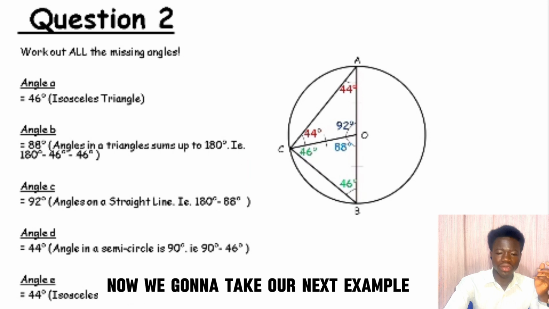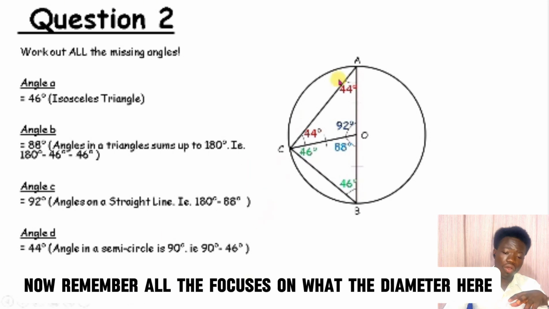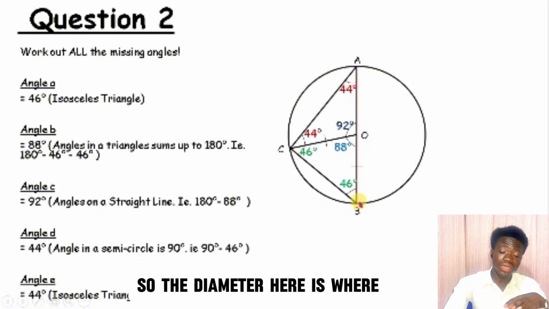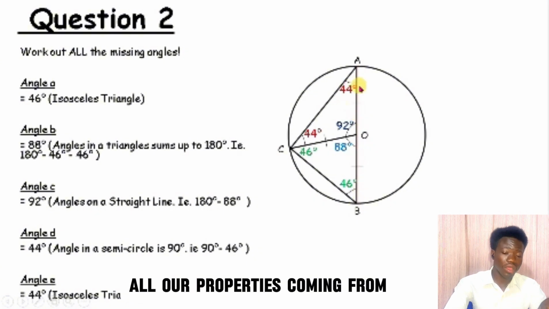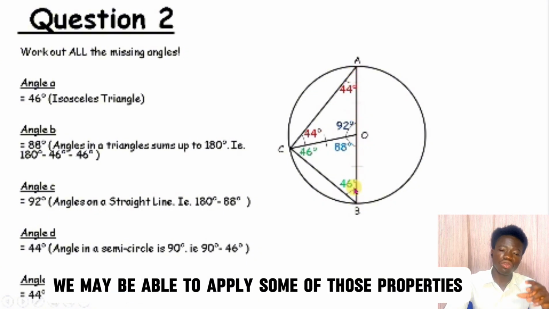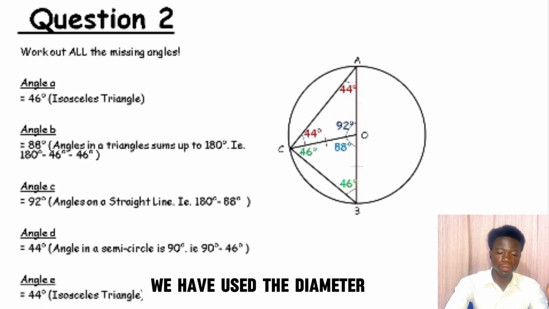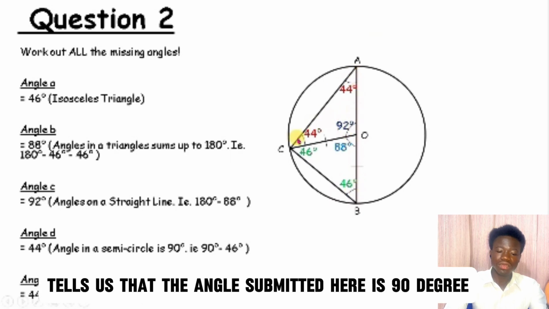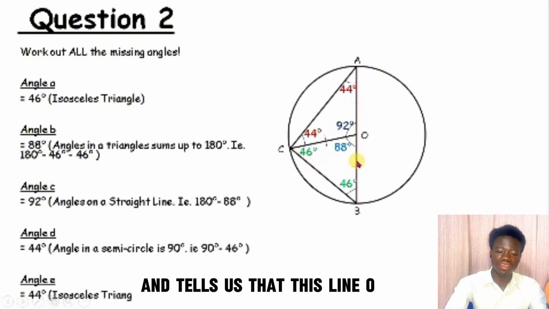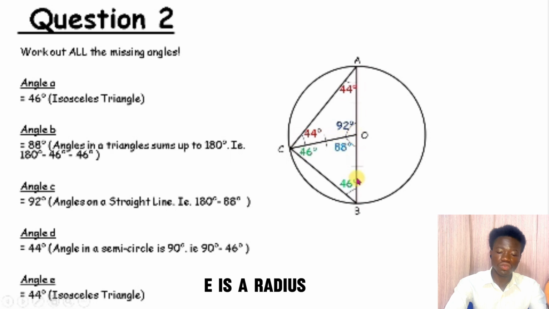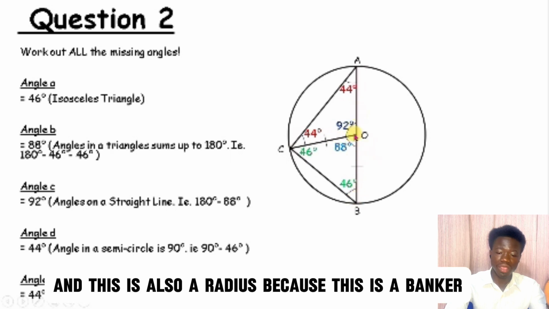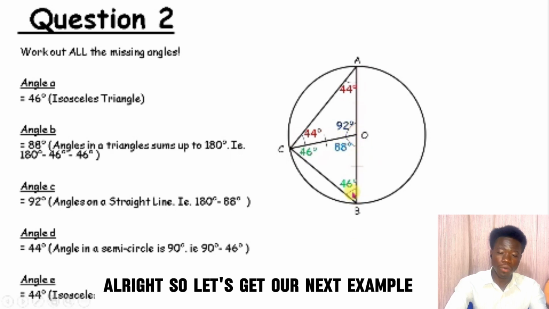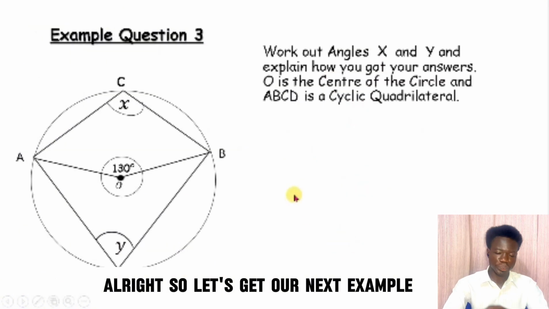Now we're going to take our next example. Now remember, all the focus is on what? The diameter here. The diameter here is where all our properties are coming from. If you don't have the diameter here, you will not be able to apply some of those properties we have used. The diameter tells us that the angle subtended here is 90 degrees, and it tells us that this line OA is a radius and this is also a radius because this is a diameter, and that this is the center. Alright, so let's get our next example.